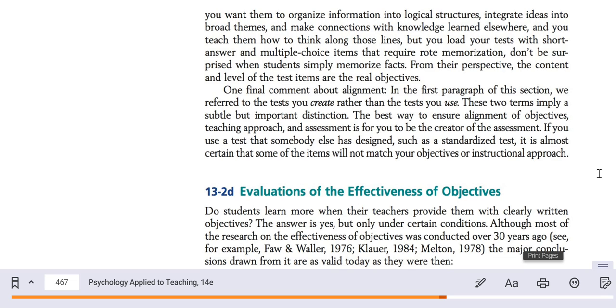One final comment about alignment. In the first paragraph of this section, we referred to the tests you create rather than the tests you use. These two terms imply a subtle but important distinction. The best way to ensure alignment of objectives, teaching approach, and assessment is for you to be the creator of the assessment. If you use a test that someone else has designed, such as a standardized test, it is almost certain that some of the items will not match your objectives or instructional approach.